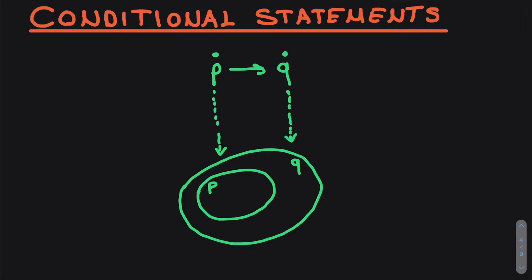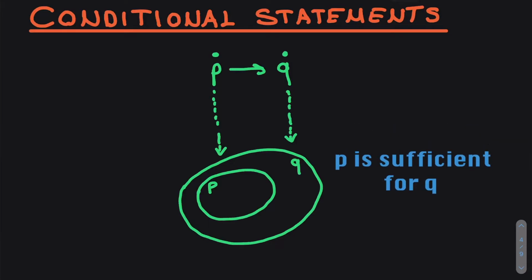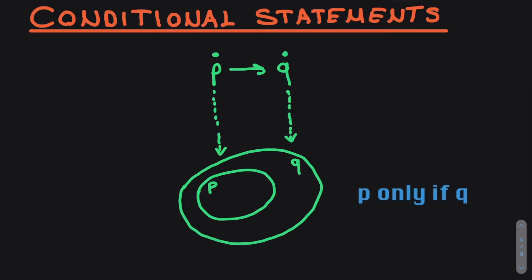A true conditional statement is like this illustration. If P is true, Q is true. That is why we say that Q is true whenever P is true. P is sufficient for Q because there is no region for which P is true but Q is false. P only if Q, because P cannot be true if Q is false.